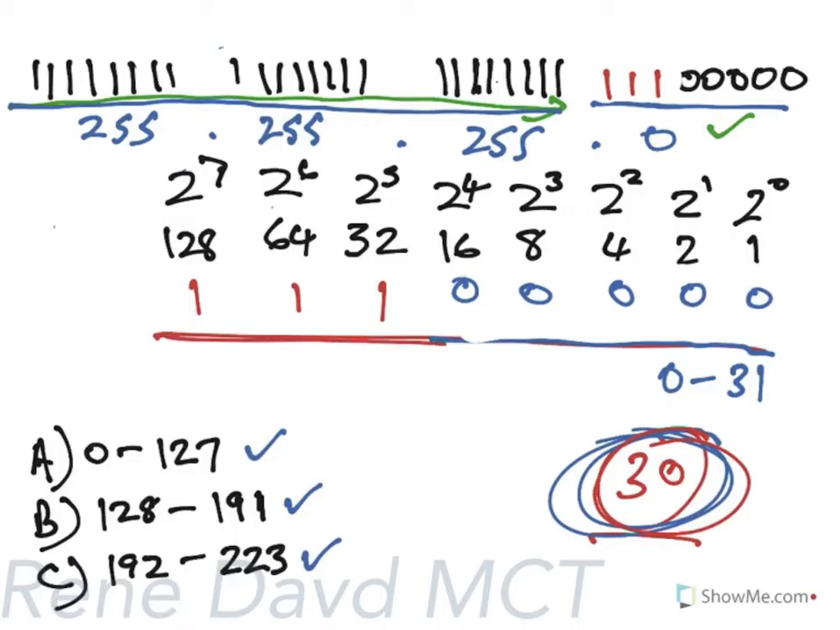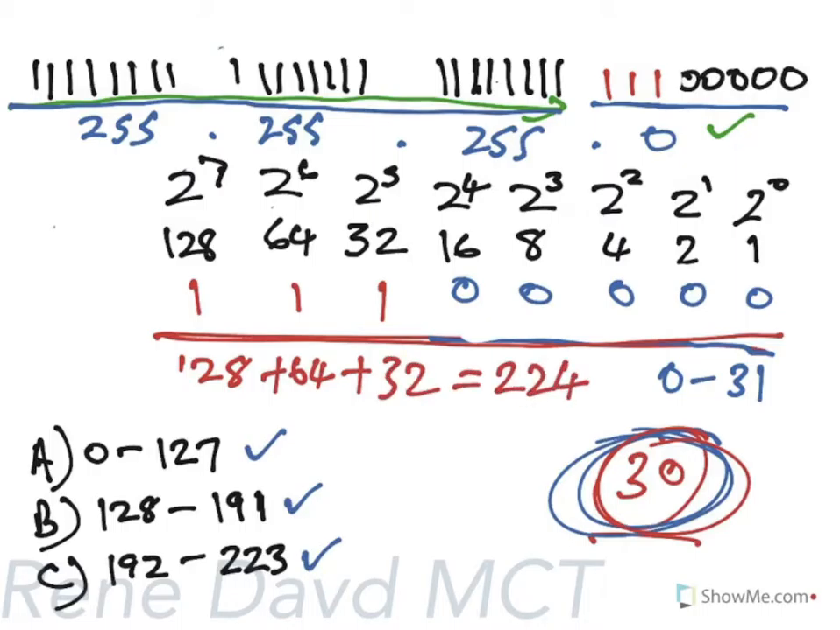We look back down here and calculate what our subnet mask should be. This value is 128 plus 64, which is 192, plus 32, which is 224. So this 0 over here actually becomes 224, and our subnet mask for 30 hosts becomes 255.255.255.224. And it's that simple. You've just finished your first subnetting.